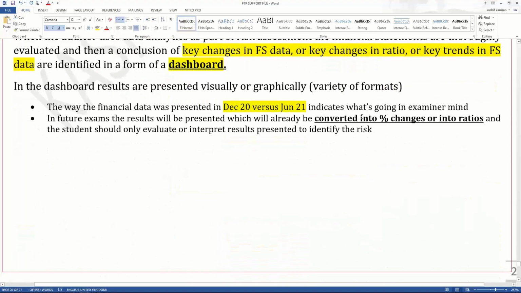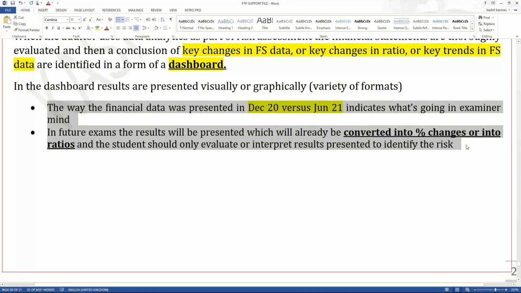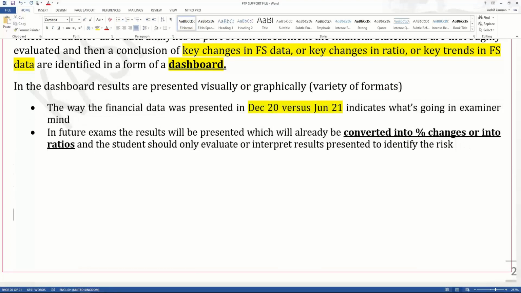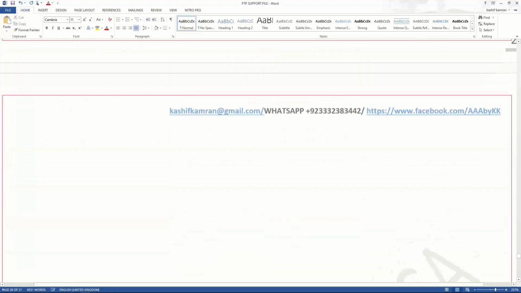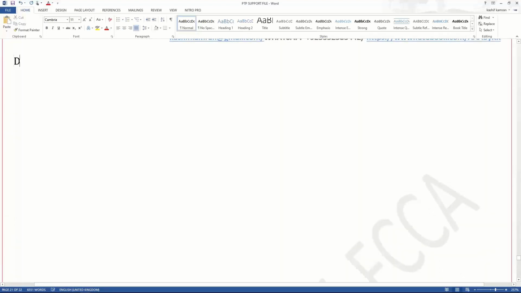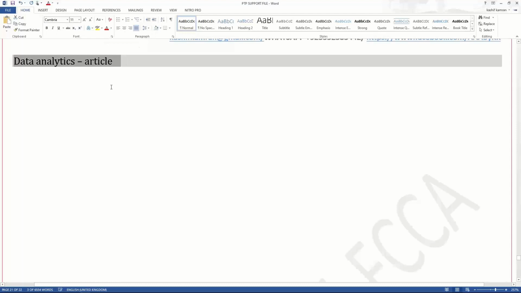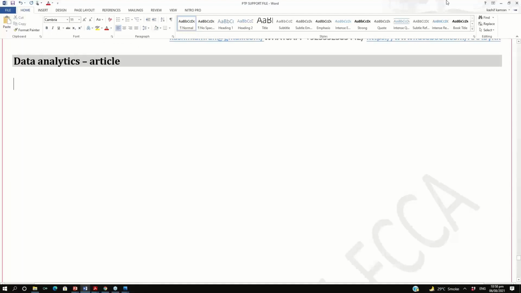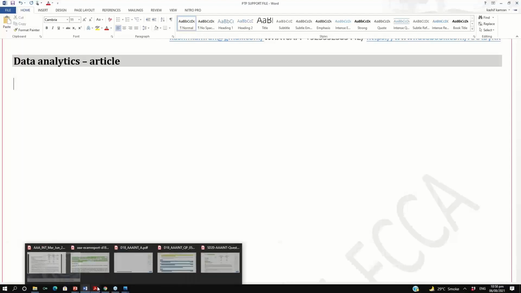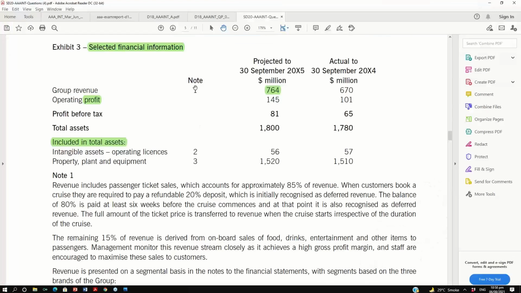The next thing, if you're clear with this, you move to the last aspect of data analytics. As a student, when you look at the data analytics article, you should read the article, please. You cannot avoid reading this article because this article can still be examined and the examiner can ask you anything from this article.